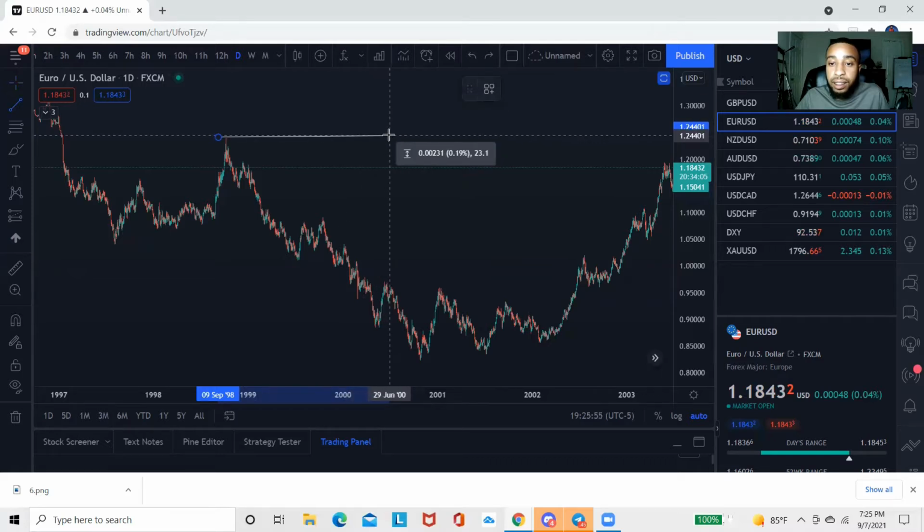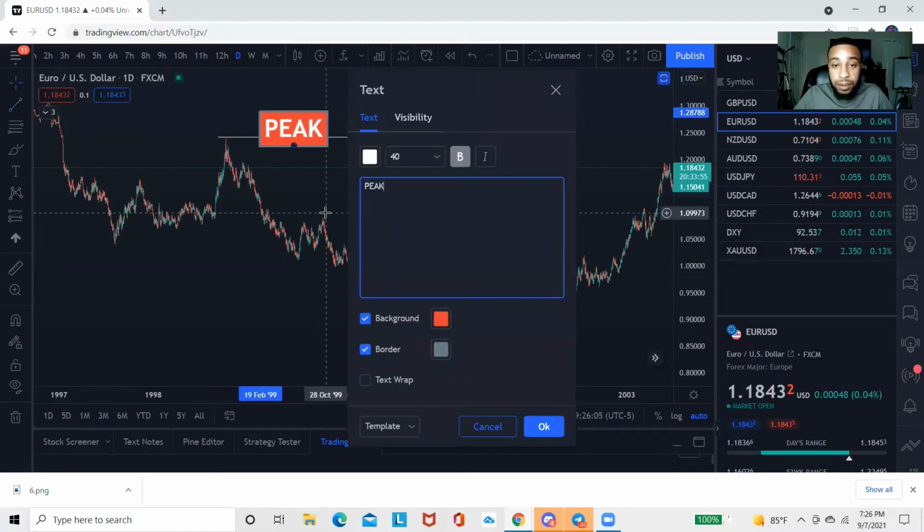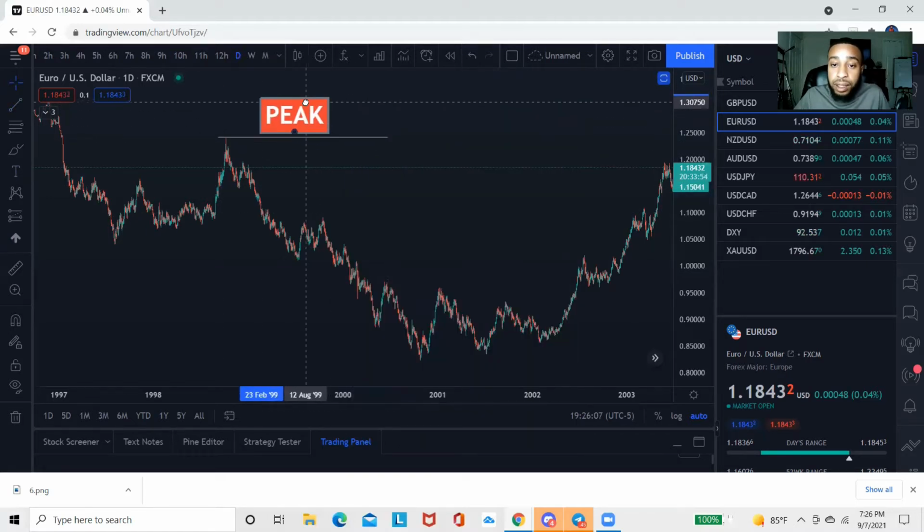As you guys can see, it might be easier to just use the horizontal ray. All right, bet. So the market created this peak high right here, okay? So this is going to be our official peak, right? This is going to be the peak, okay?